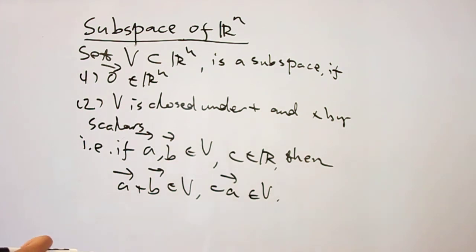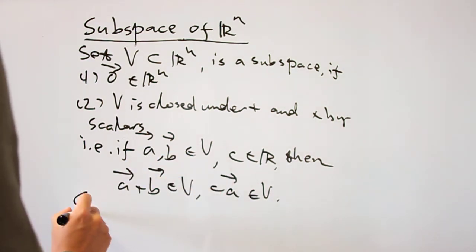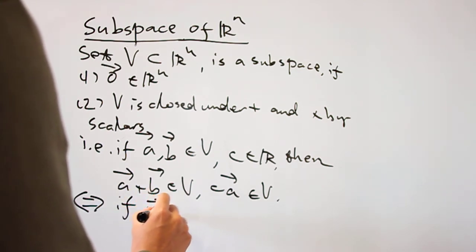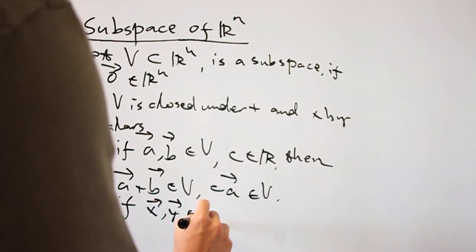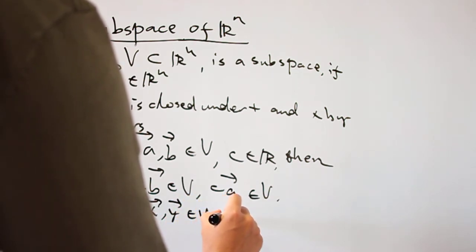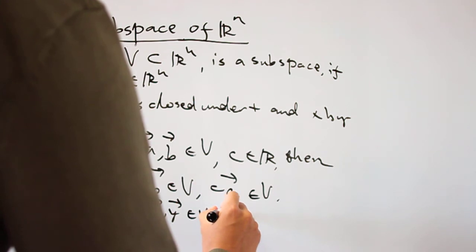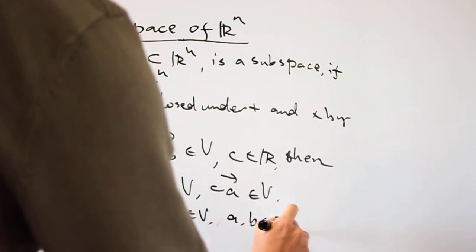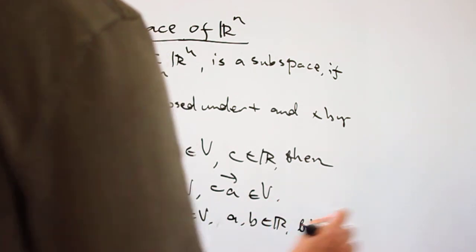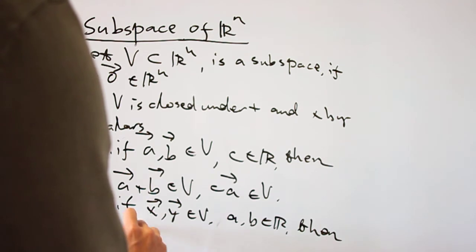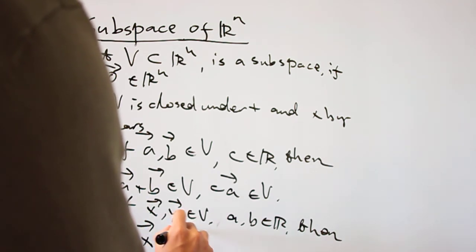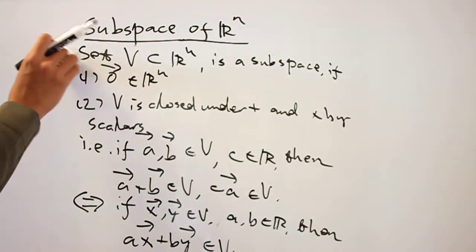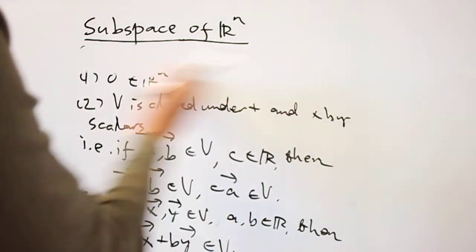So now, this is also equivalent to: if X, Y is in V, and A and B are in R, then any linear combination AX plus BY is also in V. So now let's get some examples.